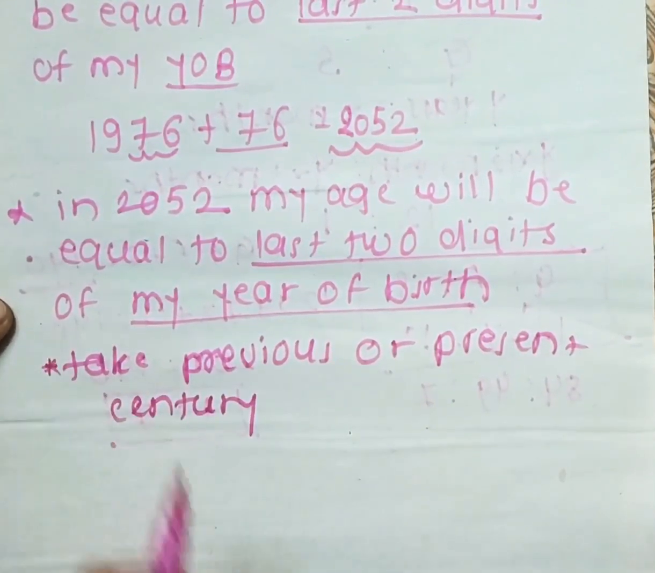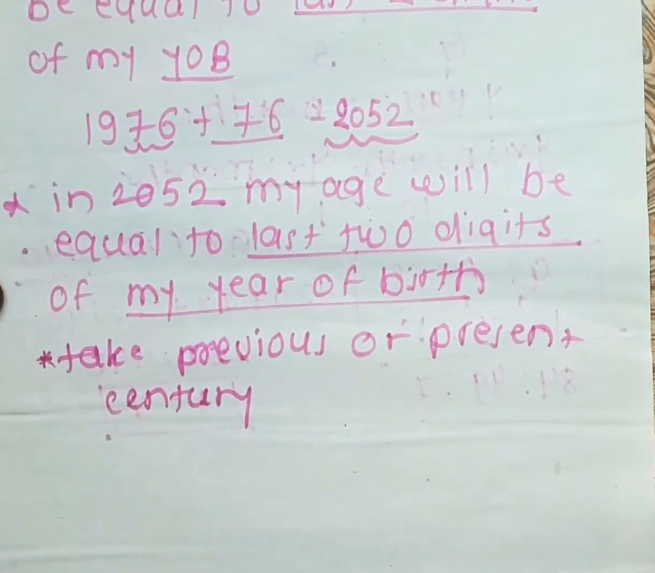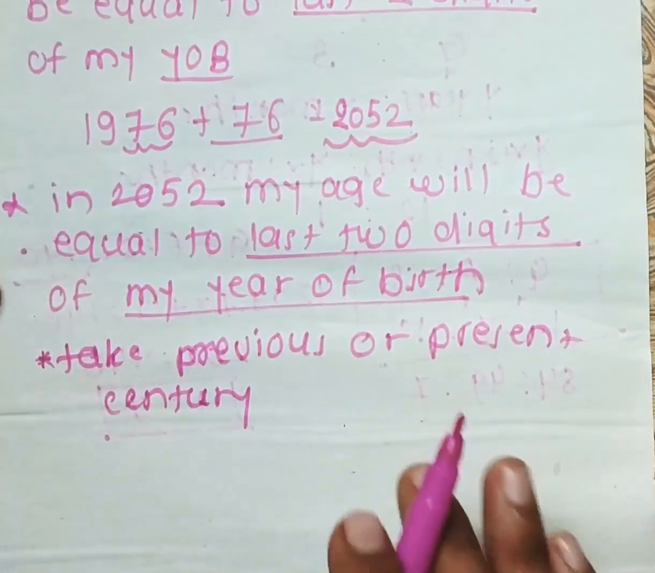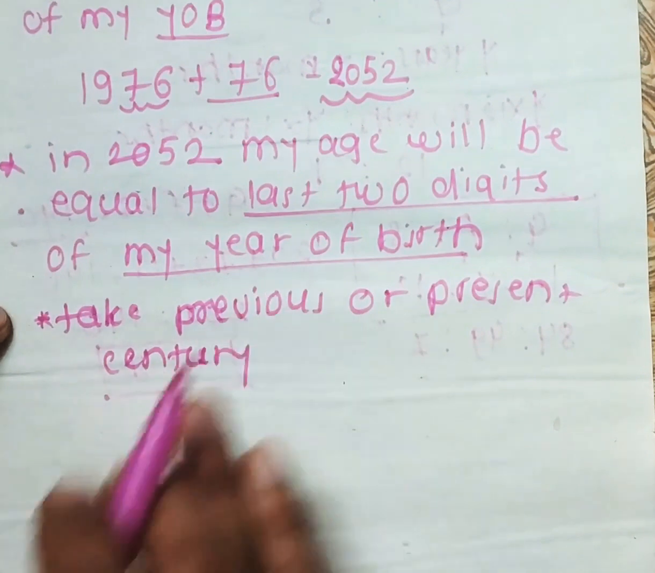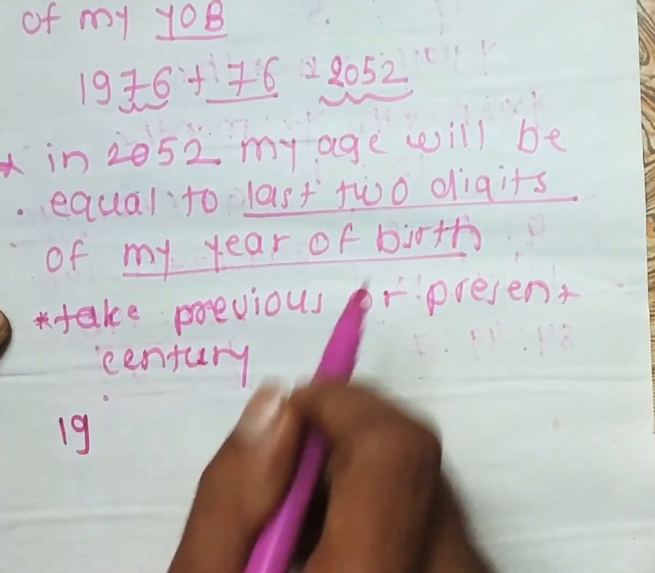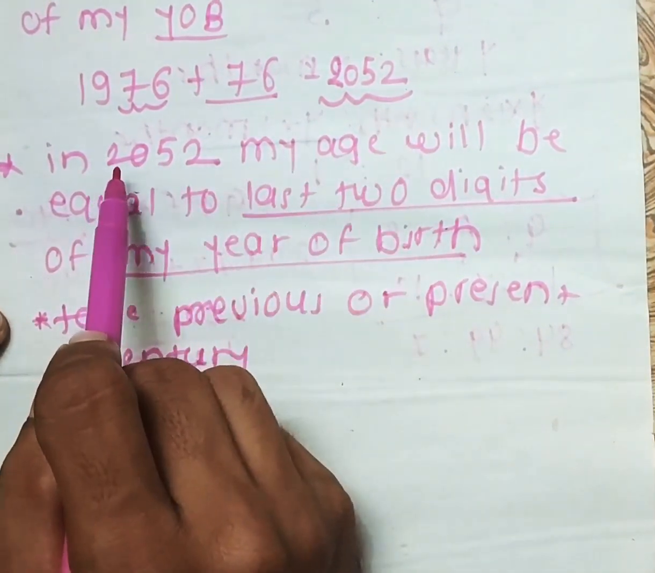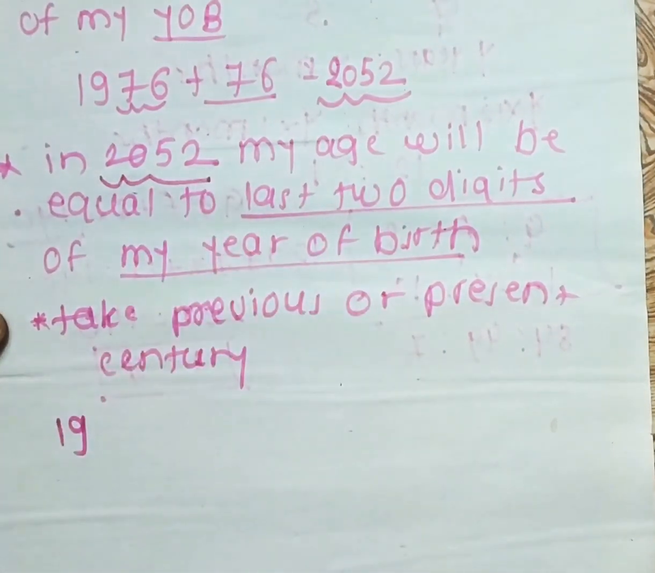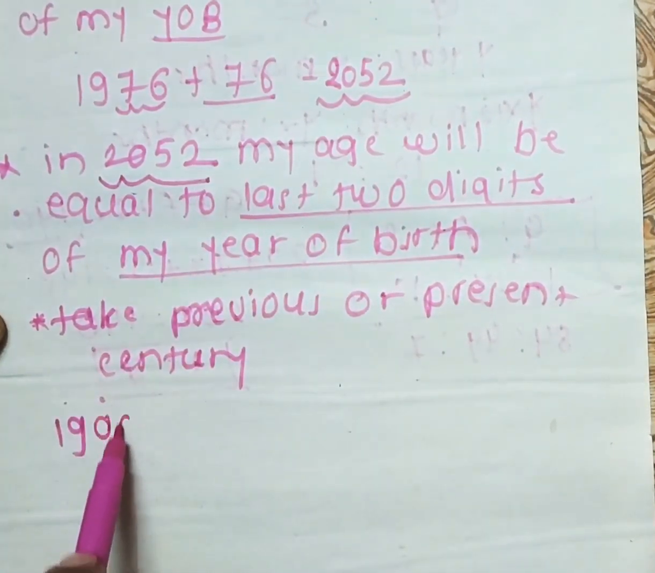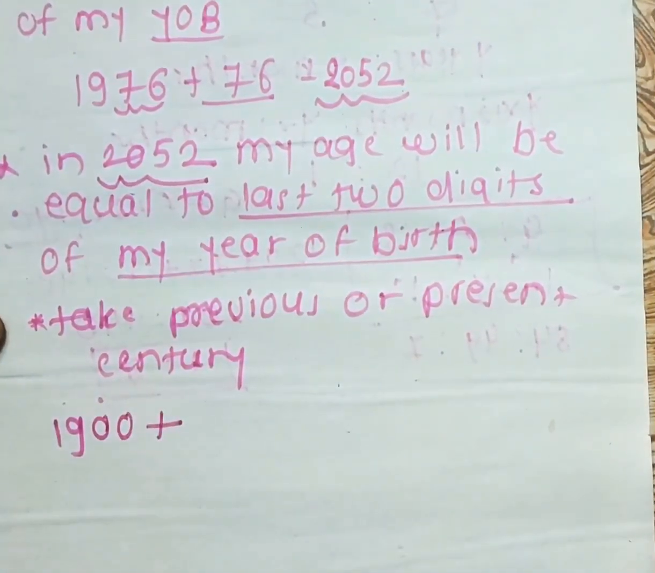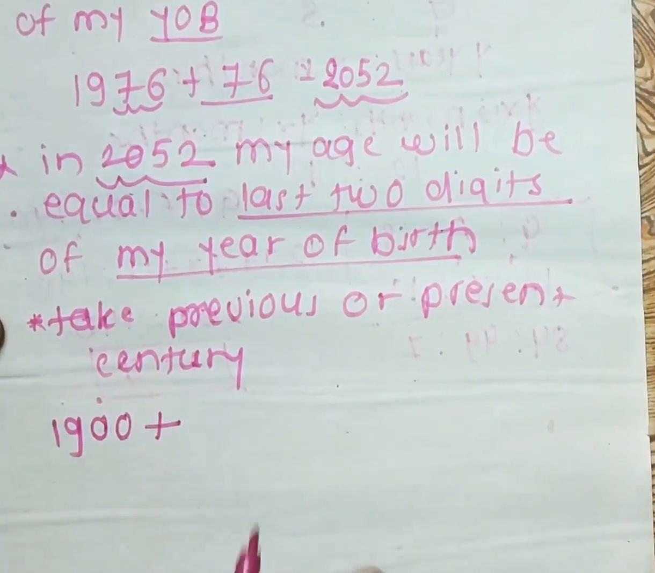This is very important. Please note it down on paper. Take the previous or the present century. If the question is in 2052, we just have to take the previous century, 1900, plus x.